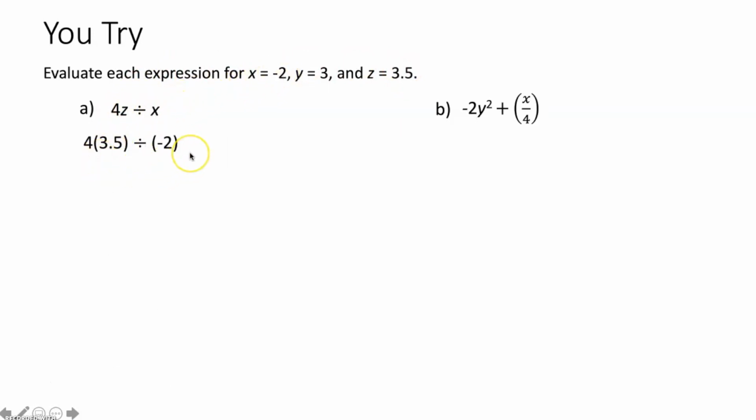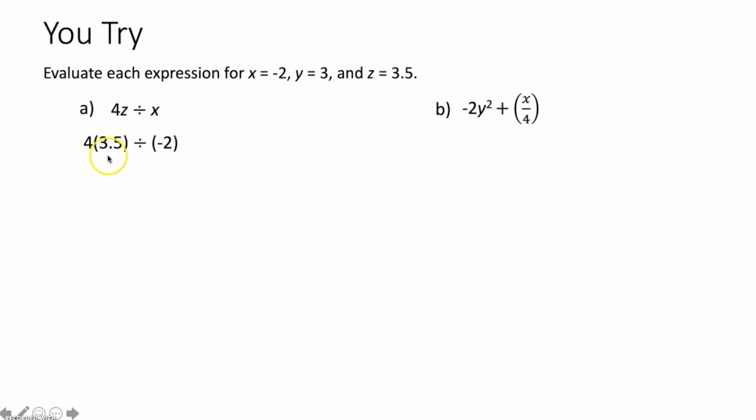Now what we have to do is simplify according to the order of operations, PEMDAS. So we start with parentheses. Is there anything to do inside the parentheses? No. Then we go to exponents. Are there any exponents? No. Then we do multiplication or division. Is there any multiplication or division? Yes. So we multiply or divide from left to right. So we start on the left side.